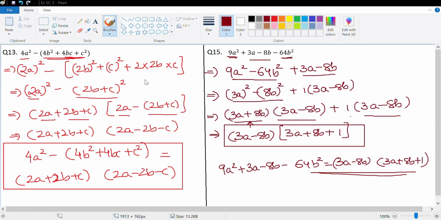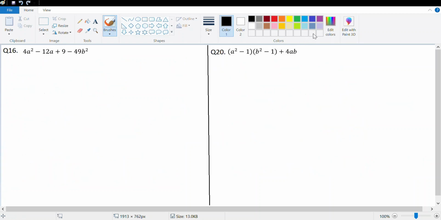The next question that we do is question number 16. So question 16 says 4a square minus 12a plus 9 minus 49b square. So like the previous question, if I take these two together, I get 2a and 7b, but I don't get anything common here. If I take 3 common, this would be 4a, which means I am not able to factorize it the way I had done it the previous time.